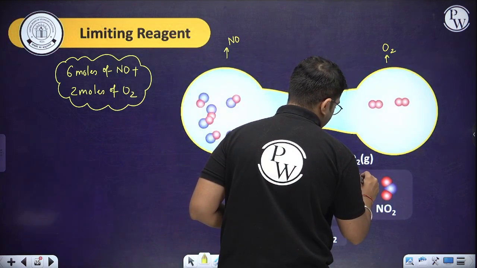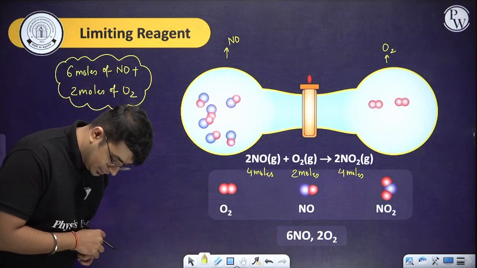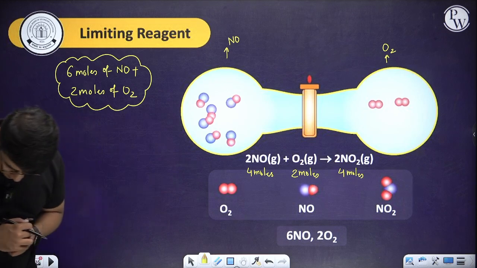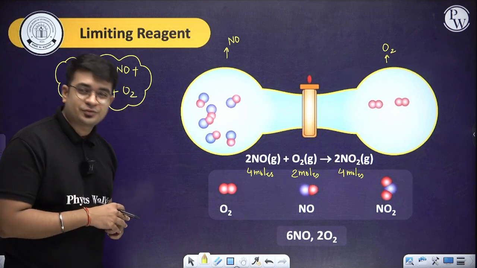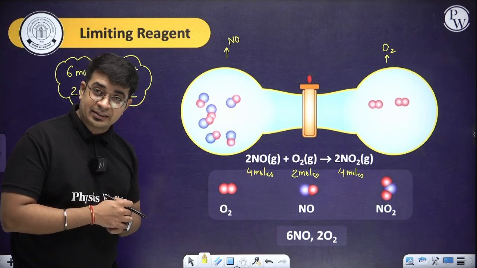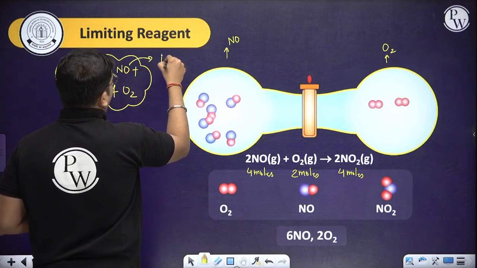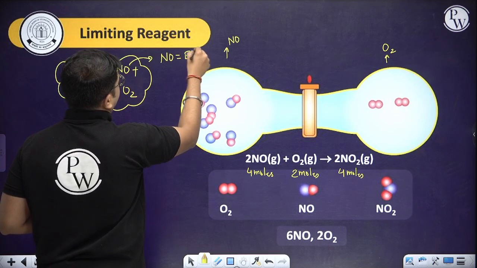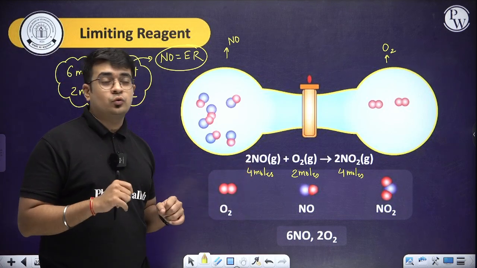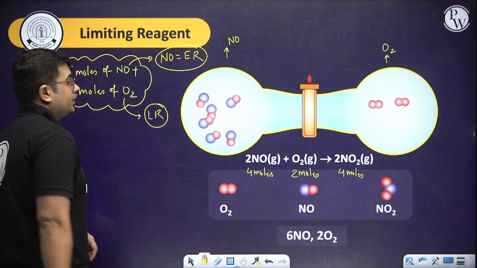4 moles of NO2. But initially we have taken 6 moles of NO. Okay, sorry. So if we have 6 moles of NO, I can simply say only 4 moles are reacted. It means in this particular situation, NO is the excess reagent, because after the completion of the reaction, you will be left with 2 moles of NO, and O2 is completely consumed. It means in this situation, O2 is the limiting reagent.